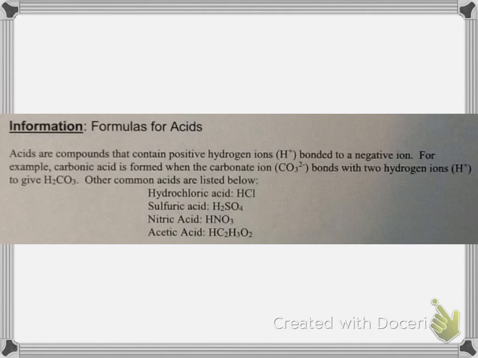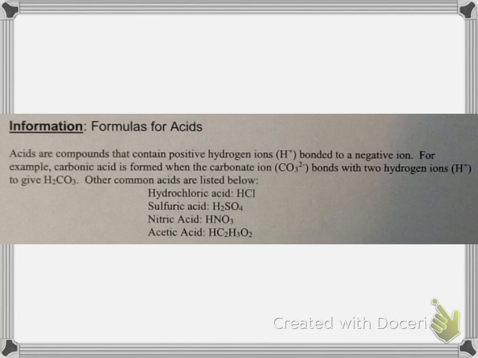Writing formulas for acids. Acids are compounds that contain positive hydrogen ions bonded to a negative ion. For example, carbonic acid is formed when the carbonate ion bonds with 2 hydrogen ions to give H2CO3. Other common acids are listed below: hydrochloric acid, sulfuric acid, nitric acid, acetic acid.